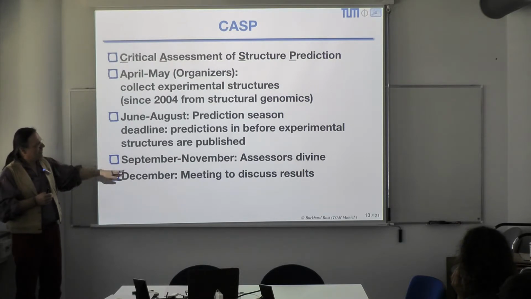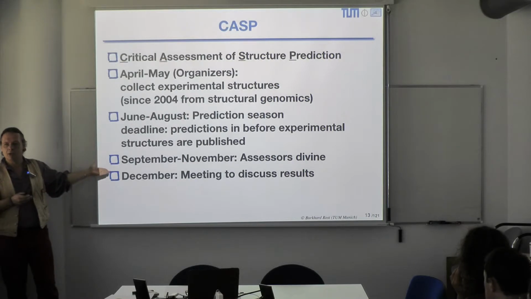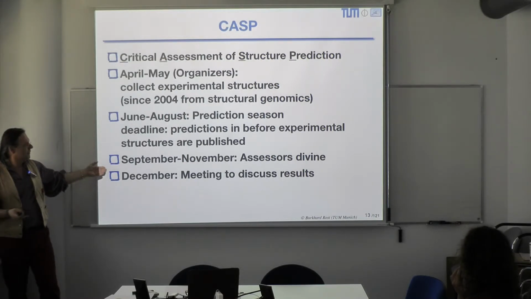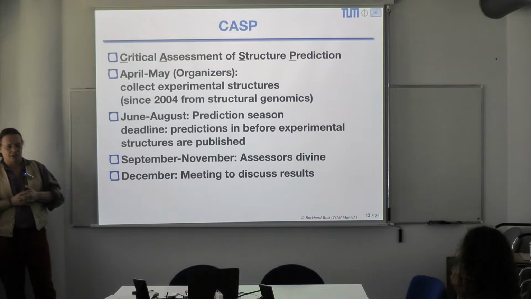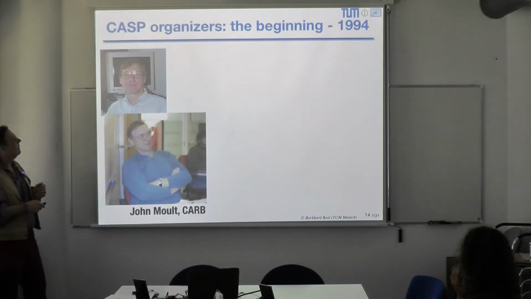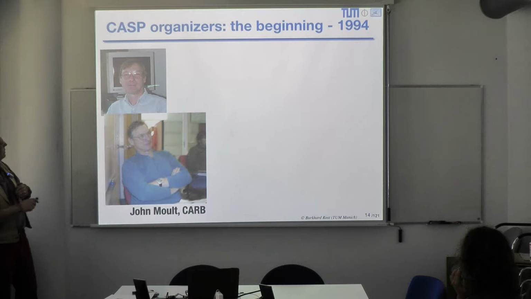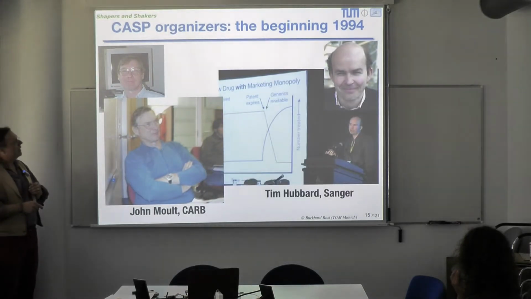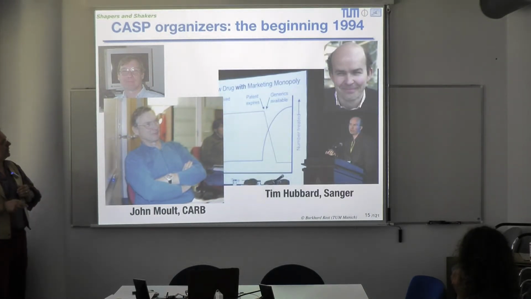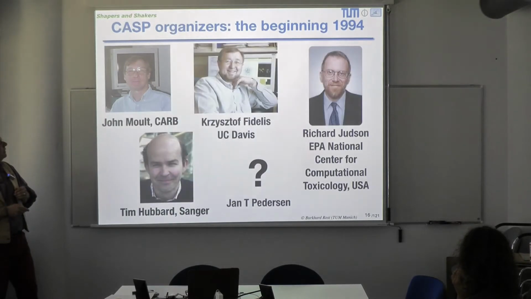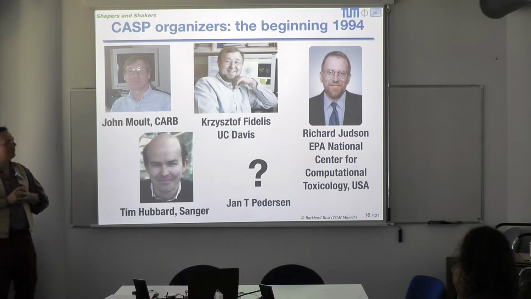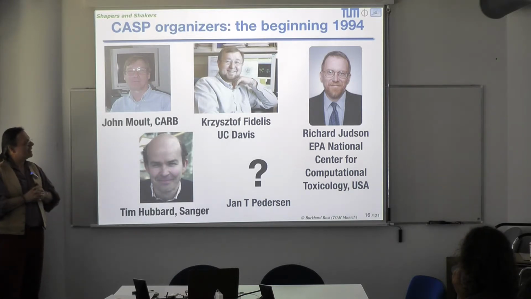Then there is a period where assessors evaluate. So essentially they look at the models and come up with a conclusion how good they are. And then there is a meeting to discuss the results. The person who initiated all of that in '94 is John Moult from Maryland, initially very much helped by Tim Hubbard, who's at Sanger, by Christoph Fidelis, Richard Judson, and Jan Peterson. That was the first group who in fact ran and organized CASP.